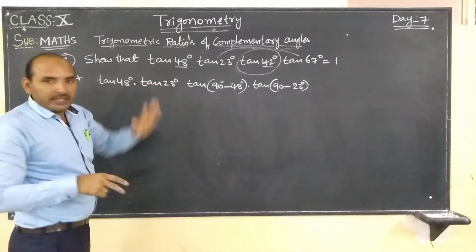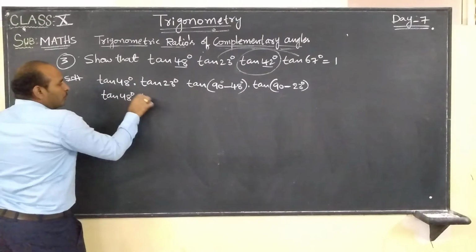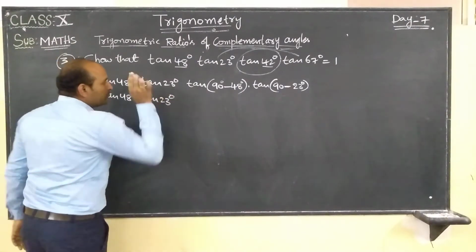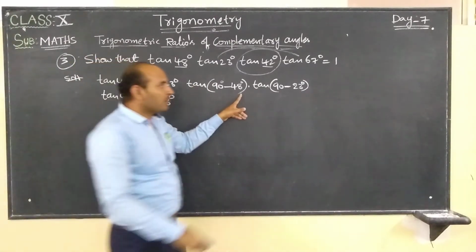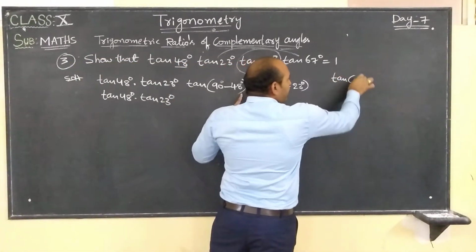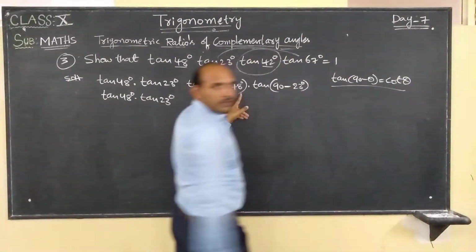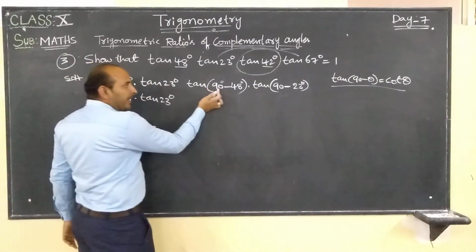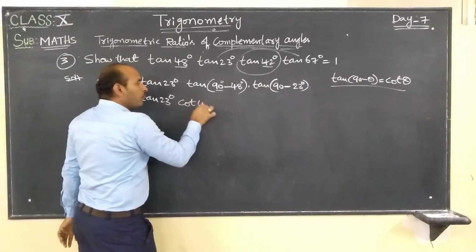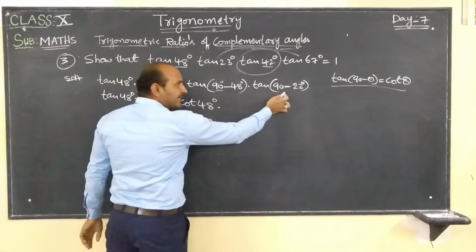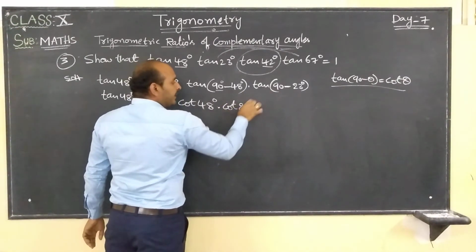First two terms are the same, so tan 48 degrees into tan 23 degrees into. So we have a formula. What is the formula? Tan of 90 minus theta is nothing but cot theta. Here you can clearly see 90 degrees is present, so tan changes to cot. Write as cot 48 degrees into, again the same thing, 90 degrees is present, so tan changes to cot 23 degrees.